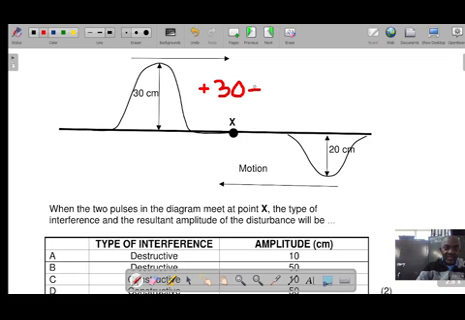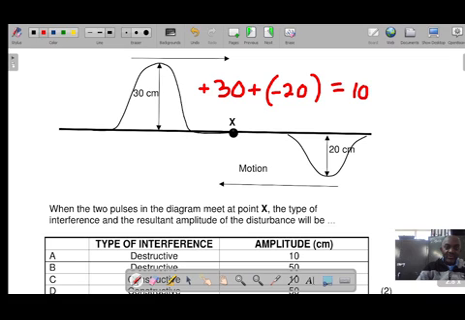Then plus the negative, negative 20, since it's facing down. So when you add negative 20 plus positive 30, what do you get? You get positive 10. So this positive 10, according to the principle of superposition, is the resultant amplitude after interference.